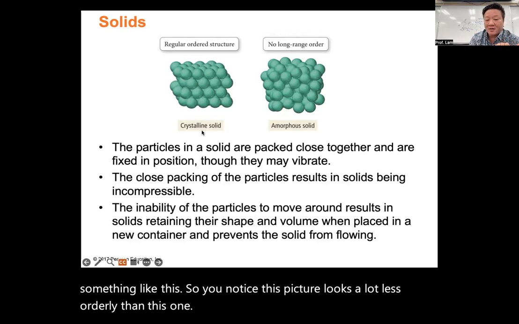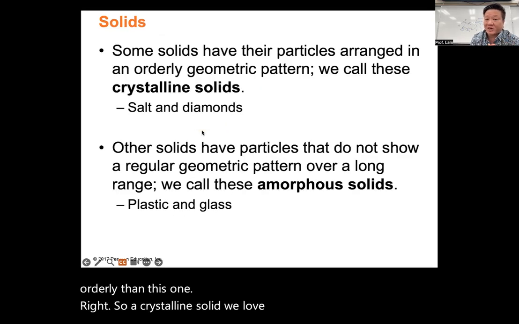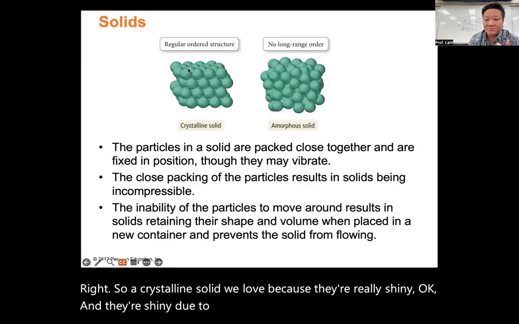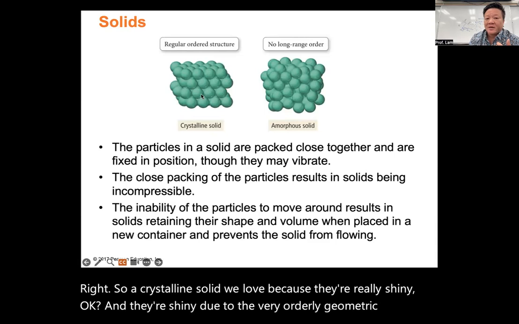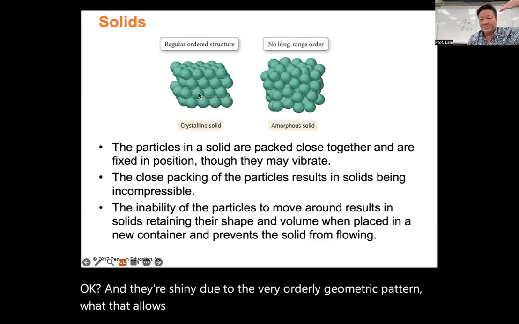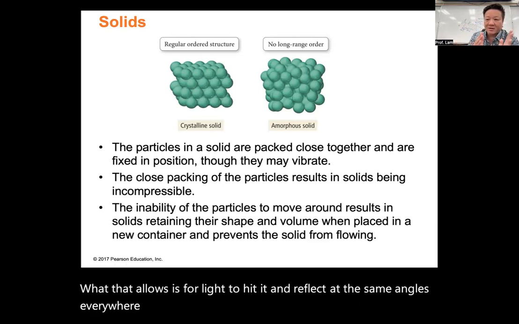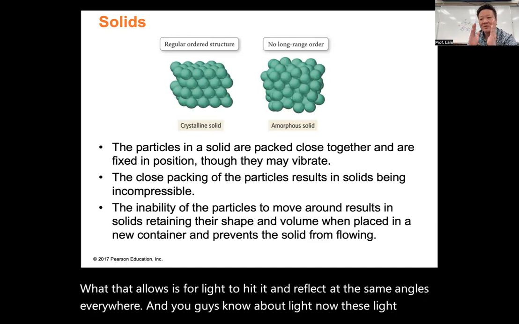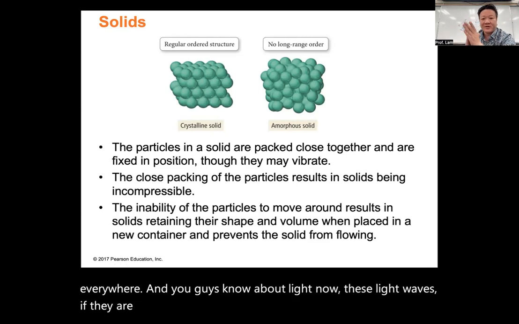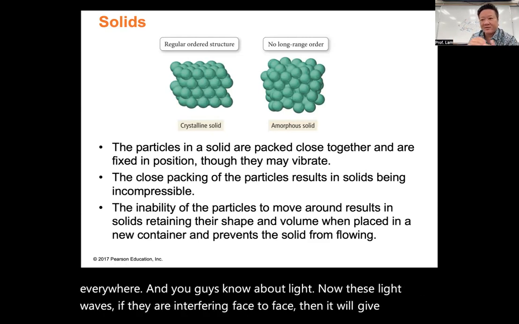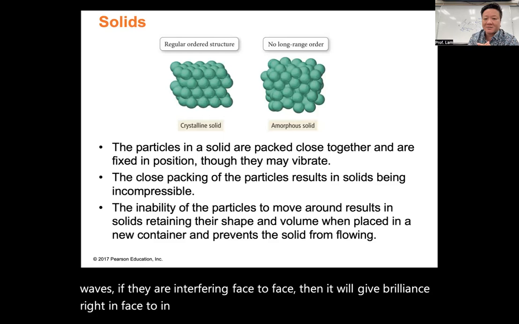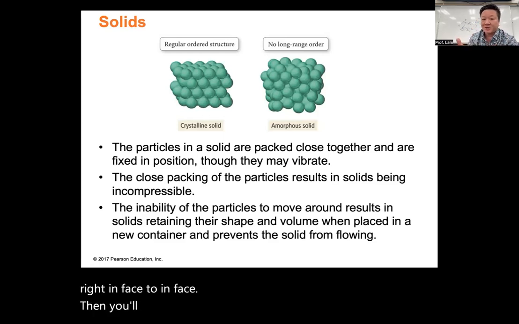A crystalline solid we love because they're really shiny. They're shiny due to the very orderly geometric pattern. What that allows is for light to hit it and reflect at the same angles everywhere. And you guys know about light now. These light waves, if they are interfering in phase, then it will give brilliance. In phase, you'll get addition of the amplitude, and so you see brighter.